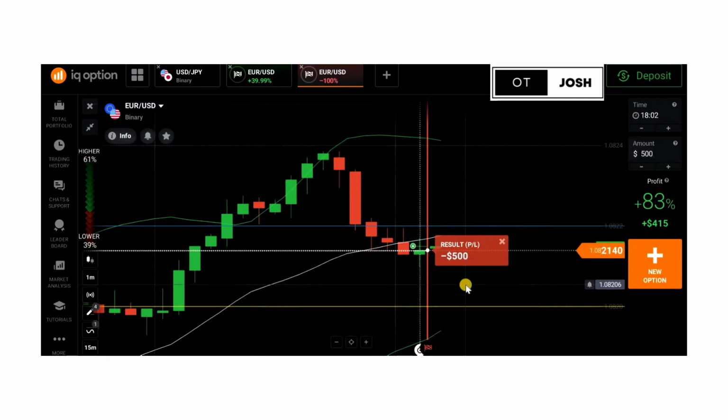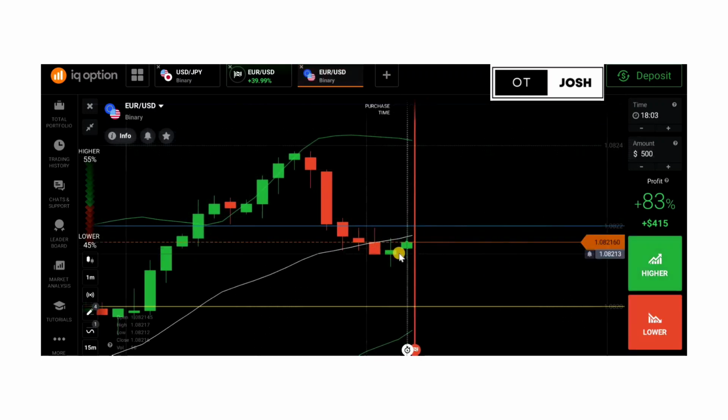Or maybe I missed this. It happens. I am missing this one not because the analysis was wrong. No, it is only because of the entry point. When I took the trade, I was supposed to take it here, but it went up. So this is just a means to show you how I do my analysis sometimes.